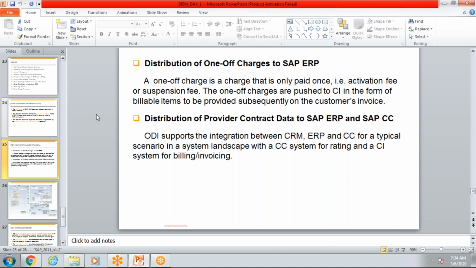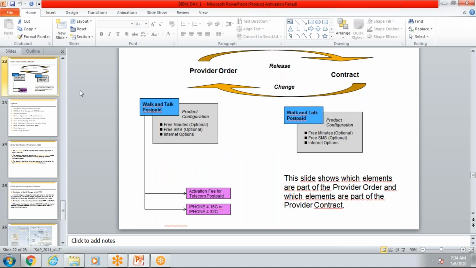Okay. And distribution of one-off charges to SAP ERP. Here we have discussed that this is the rate plan product, and for that rate plan a contract has been created, so it will be a month-on-month bill. And for the physical device, the iPhone, it is a physical product, so a sales order will be created in ECC. And another is we have activation fees. This is neither a contract nor a physical device. So where does it have to go?